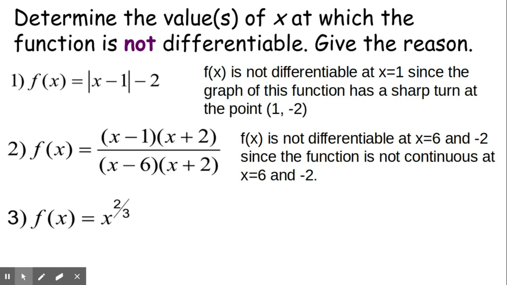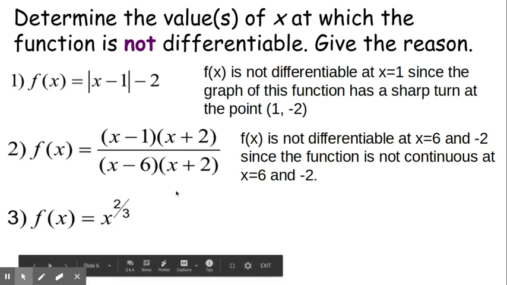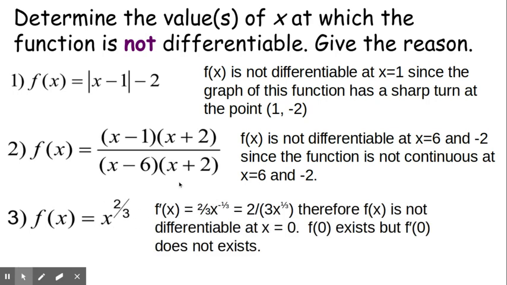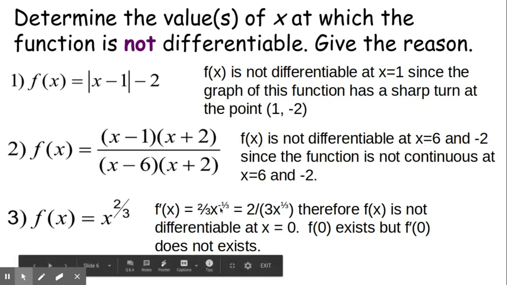Corners or cusps, we're not really quite sure of yet. So let's look for any places where the derivative doesn't exist. Let's take the derivative of this function using our power rule, and we get 2/3 x to the negative 1/3. If we wanted to simplify that, we could write it as 2 all over the quantity 3x to the 1/3.